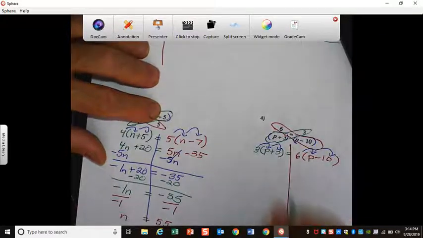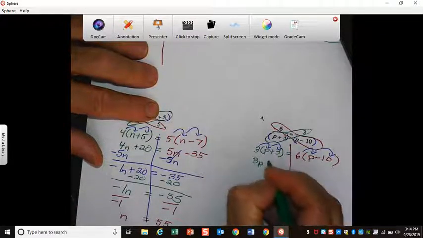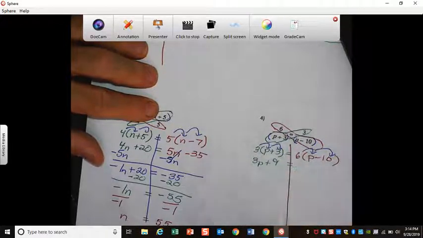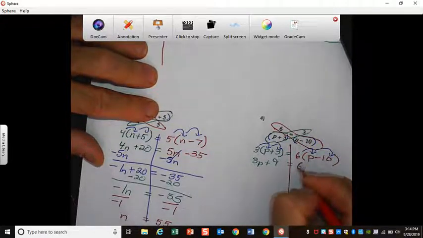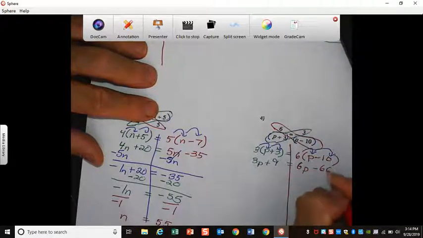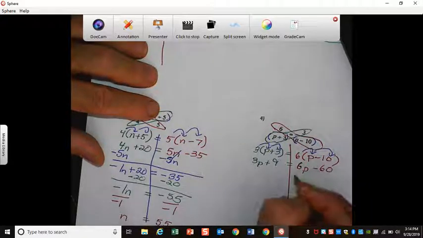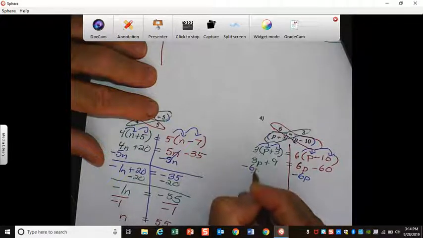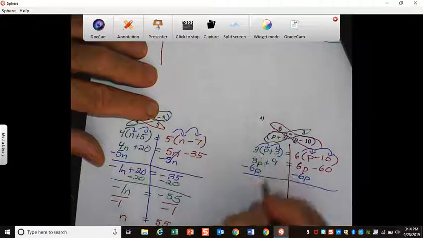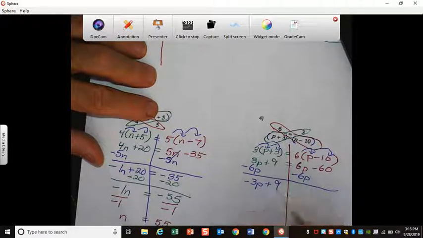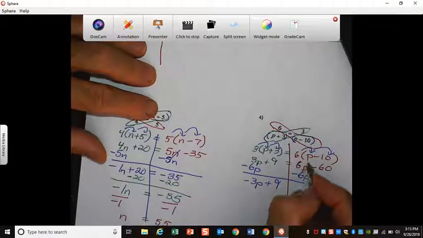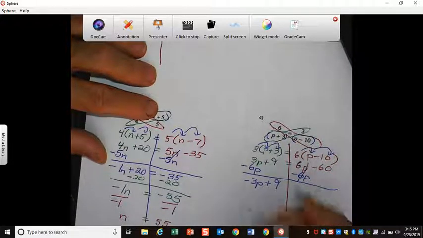So 3 times p is 3p. 3 times 3 is 9. 6 times p is 6p. 6 times negative 10 is negative 60. I'm going to subtract 6p from both sides to get the p's on the left. So 3p minus 6p is negative 3p. I still have my 9. On the right side, the 6p's cancel, becomes 0, equals negative 60.